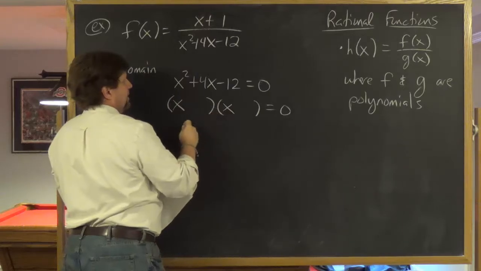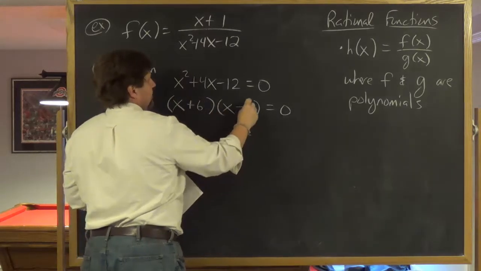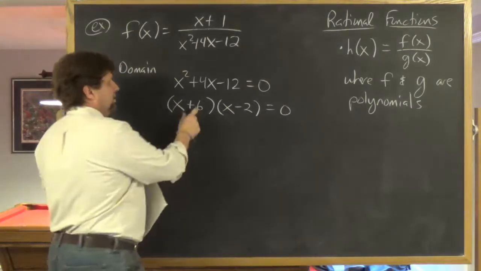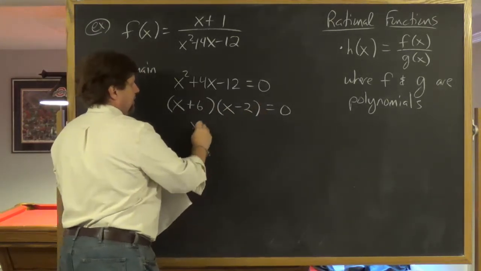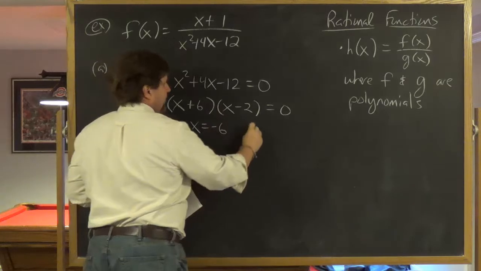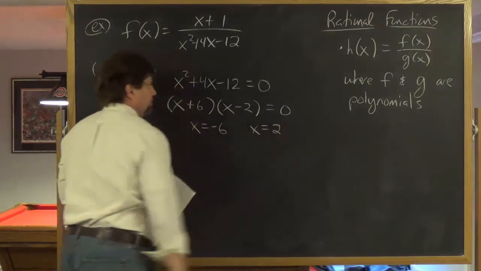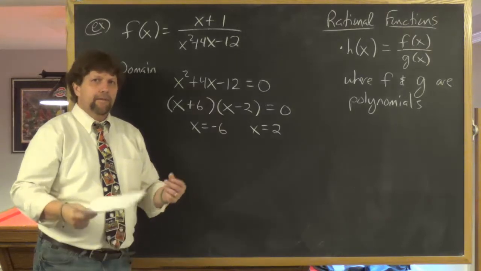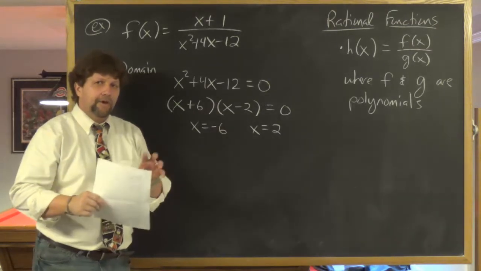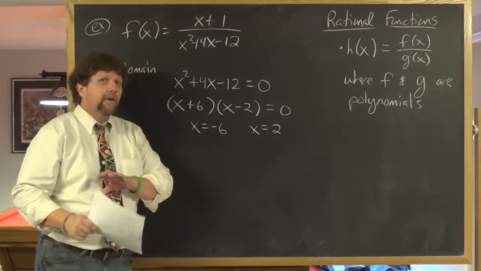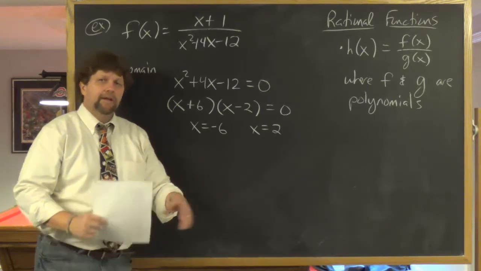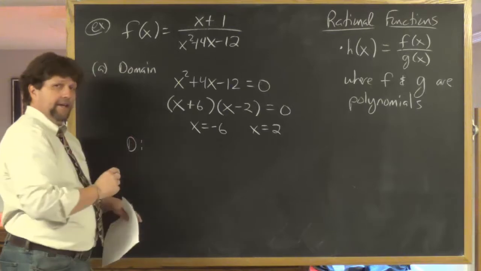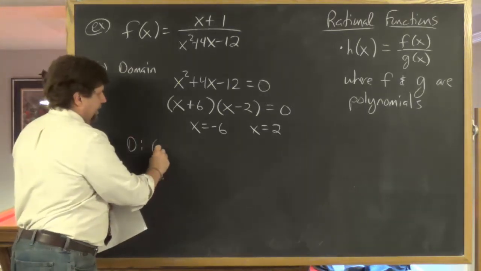I think it factors to x plus 6 and x minus 2. So you set each factor equal to 0, and you get negative 6 and 2. Those are the two values of x that make the denominator 0. So those are the two values of x that would not be in the domain. So to write this in interval notation, you can use any number you want.